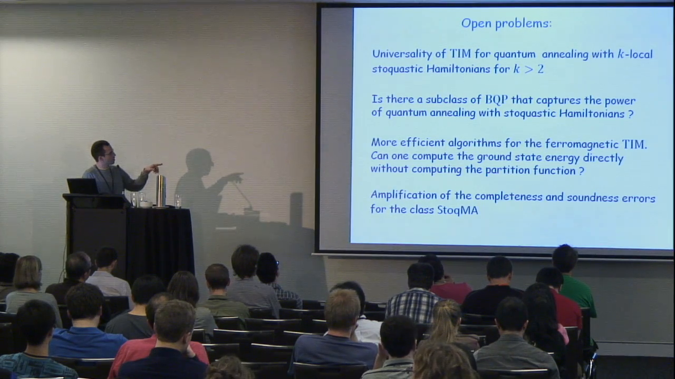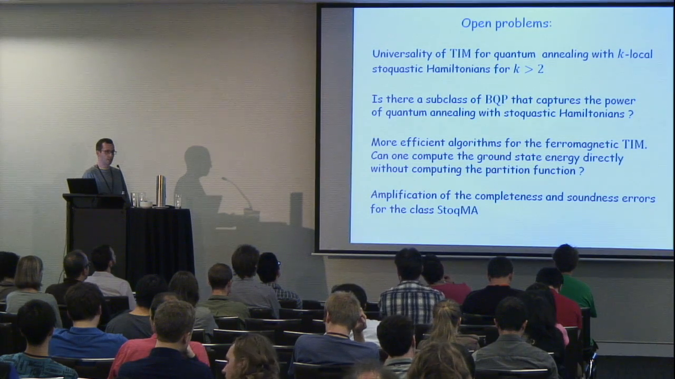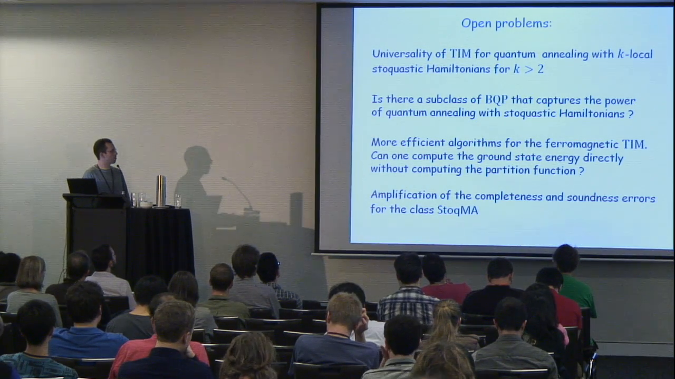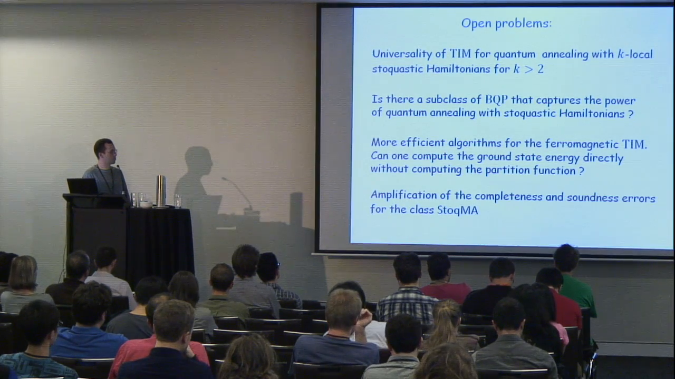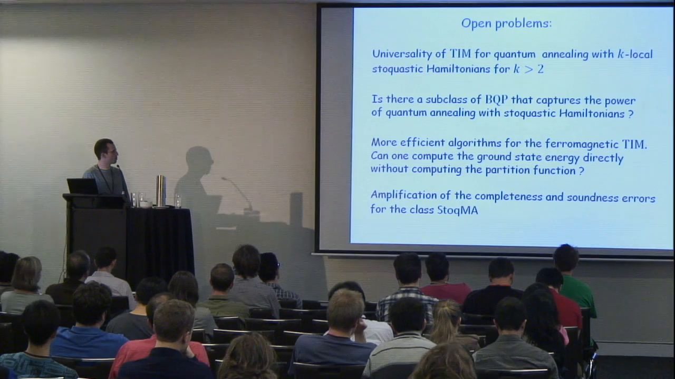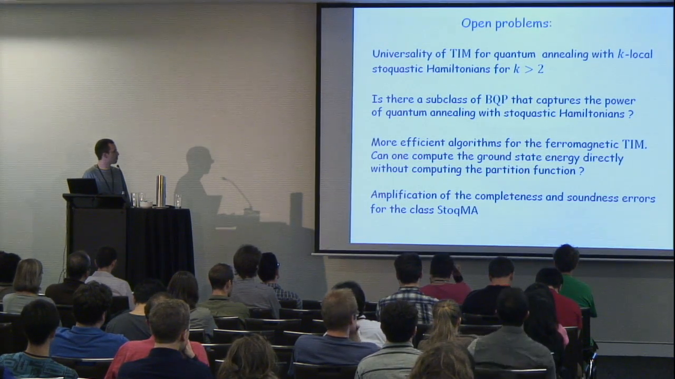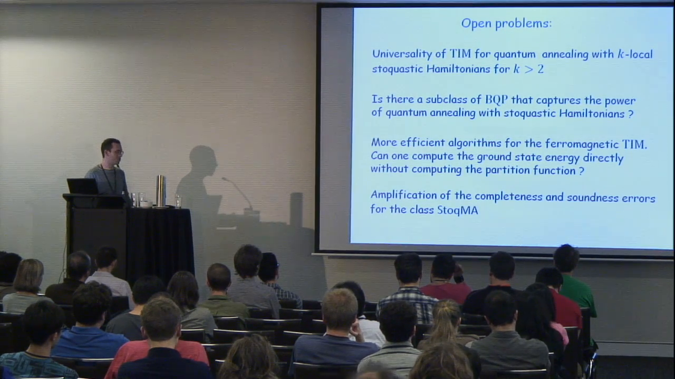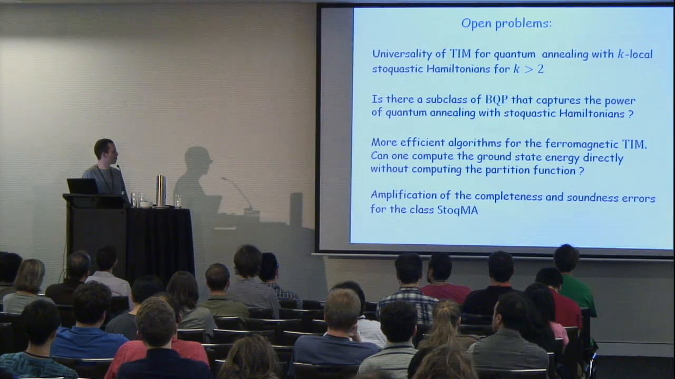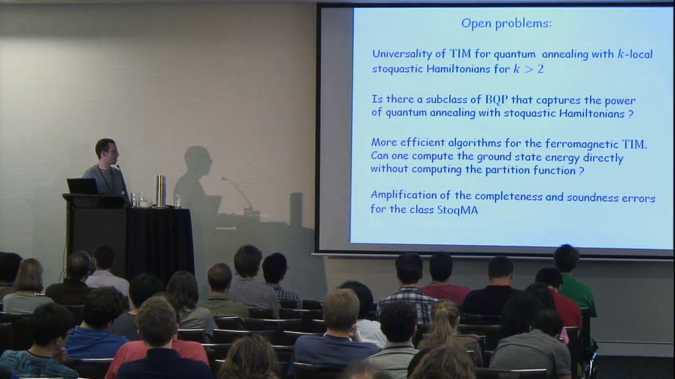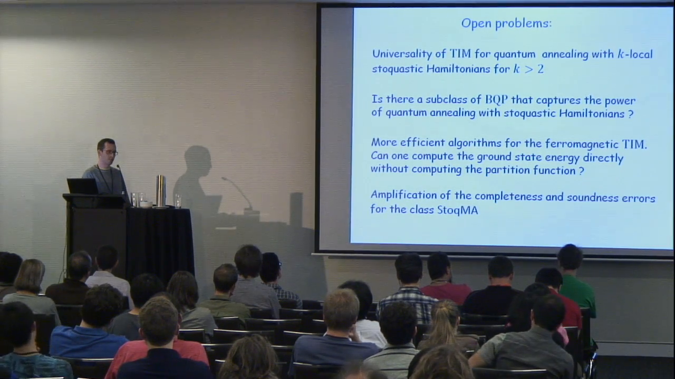Another question which I personally really like is the second one. If you consider quantum annealing with stochastic Hamiltonians, what is the power of that? Is there some subclass of BQP that tells you what that is capable of? Another is more efficient algorithms for the ferromagnetic transverse Ising model. We saw that the scaling was not practical. And the last is that the class StoqMA does not have amplification for completeness and soundness, so it would be nice to see if that's possible.